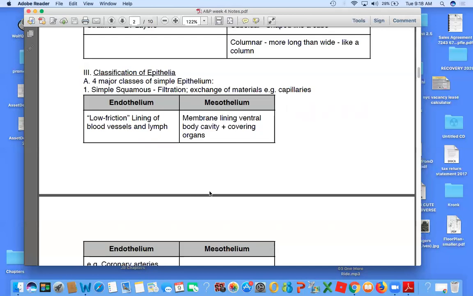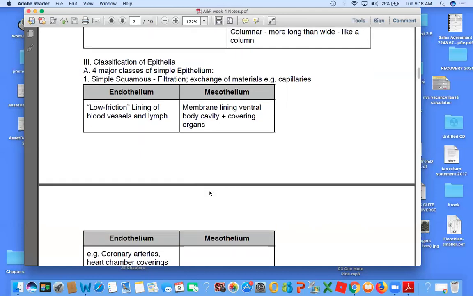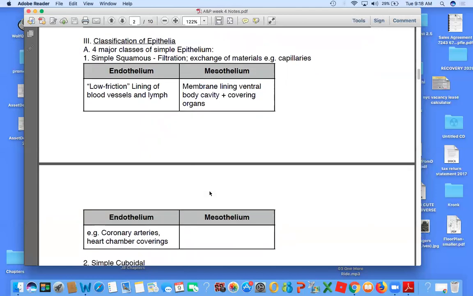A single layer of cells is thin, and therefore materials can get exchanged as you move through a thin layer. This is what all of our capillaries are made of. Simple squamous epithelial tissue. We have a single layer of cells in what we call the endothelium. Put a star next to the endothelium, this word, because that's a word you should know. Endothelium means the lining of blood vessels and lymph vessels, and it prevents there from being a lot of friction.